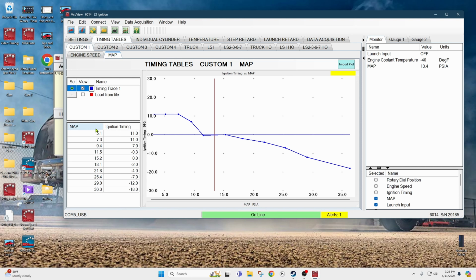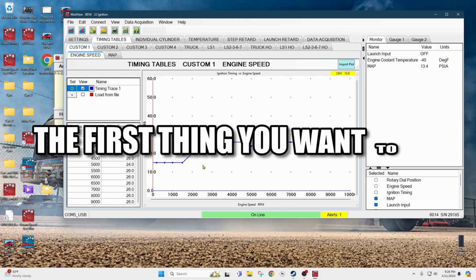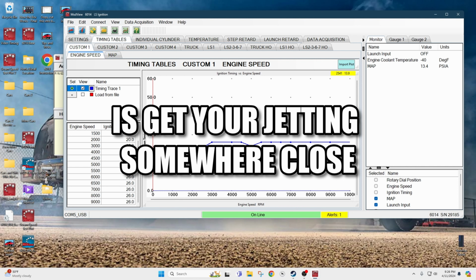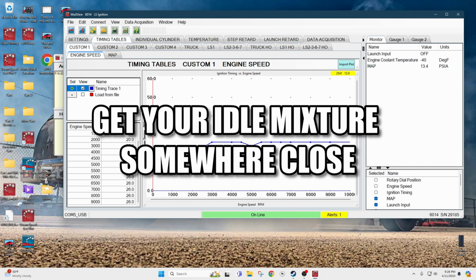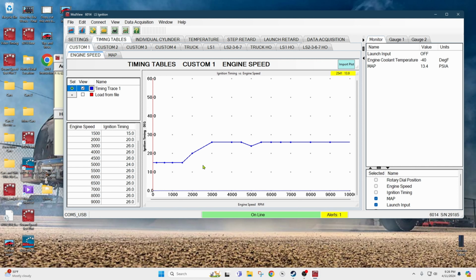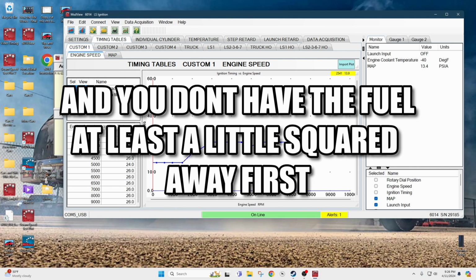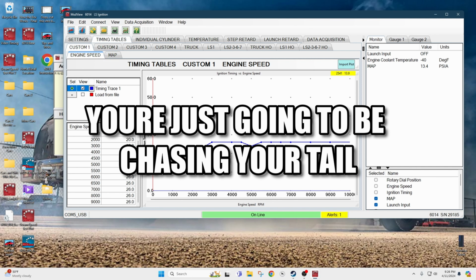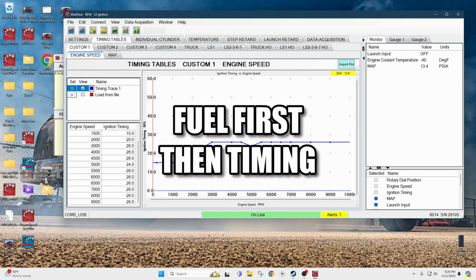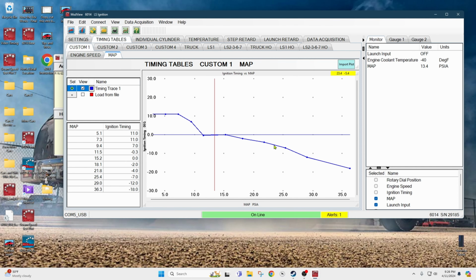The first part is, of course, and I neglected to mention that at the beginning, the first thing you want to do is get your jetting somewhere close, get your idle mixture somewhere close, and then start messing around with the timing after you take your baseline. If you're adding timing and you don't have the fuel at least a little squared away first, you're just going to be chasing your tail and you're going to end up having to do it again. Fuel first, then timing. And then the map sensor is basically something that you would do last.